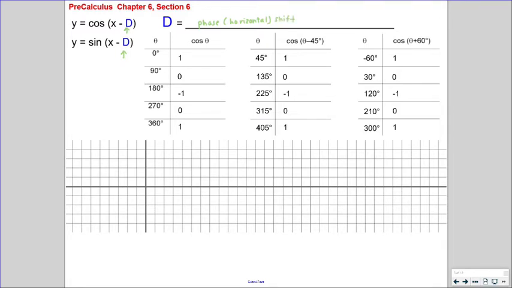All right, this is the final transformation that we're going to be applying to sine and cosine. Then we'll take a look at different examples that include a bunch of different transformations.